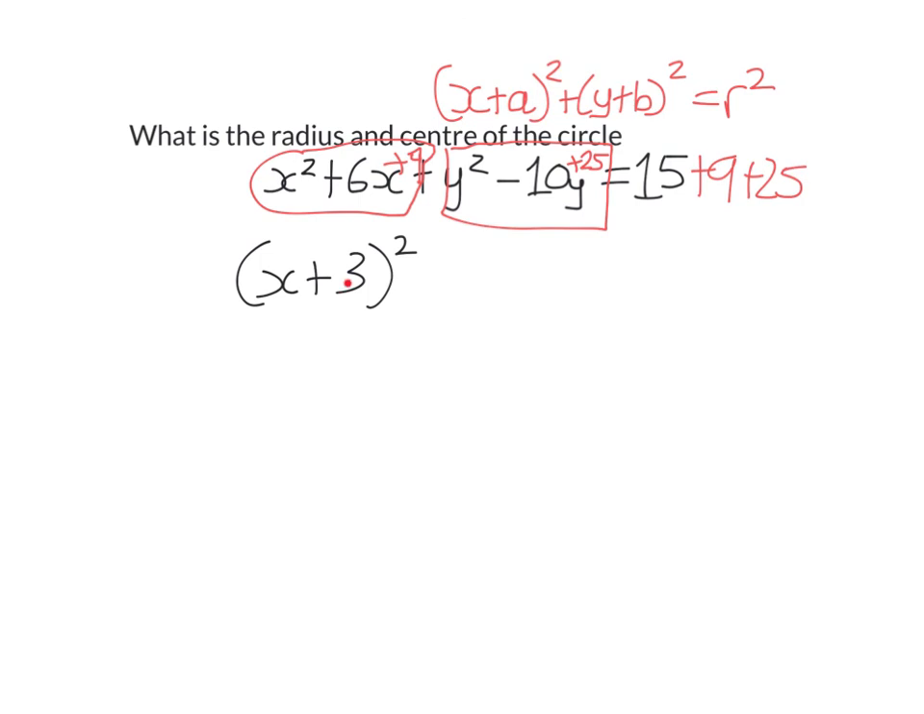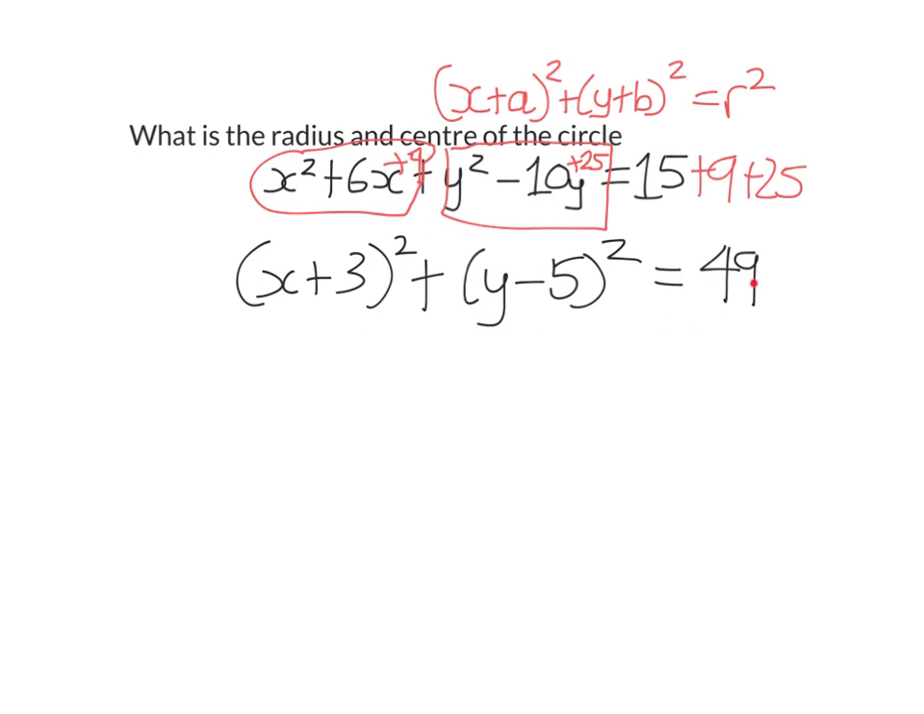The number that goes in the brackets being squared is b over 2, or the coefficient of x divided by 2. And it's the same for the y's. It would be y, and the number that goes in the brackets is minus 10 over 2, which is minus 5. So this here is (x + 3) squared. This here is (y - 5) squared. And on the right-hand side, 15 plus 9 plus 25 is 49.